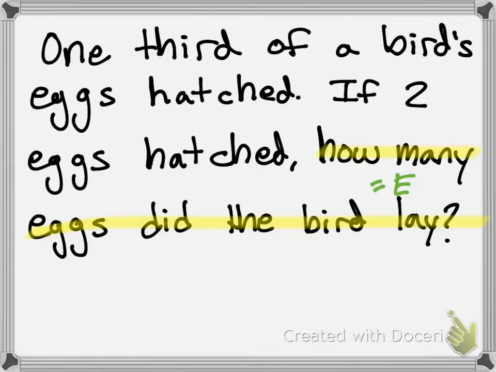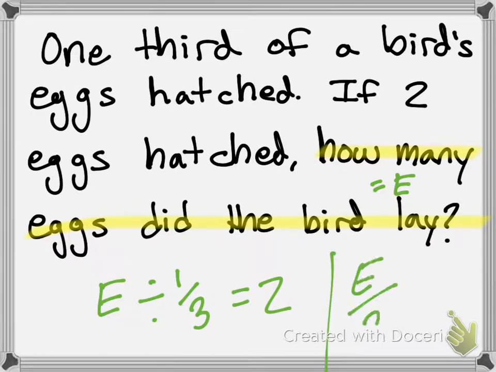Okay, so the equation is E divided by 1/3 equals 2. Yes, that. So Daniel said E over 3 equals 2. Again, it's the same way to write it, because this means divide, and it's technically being divided into 3 different groups, which is the same as keep, change, flip.